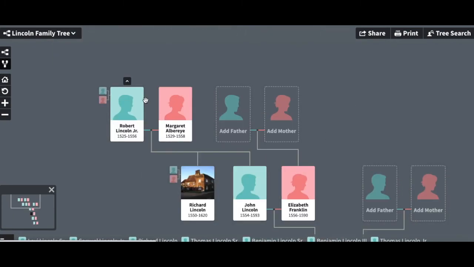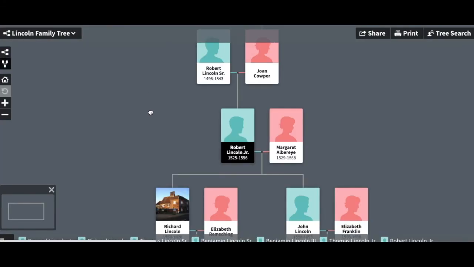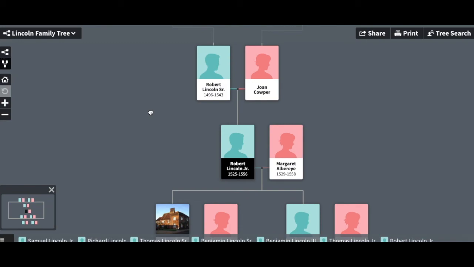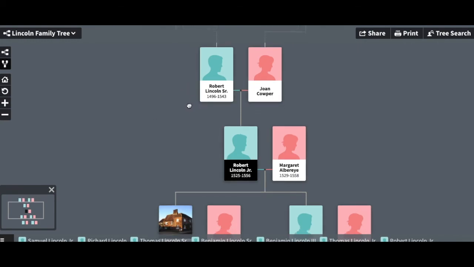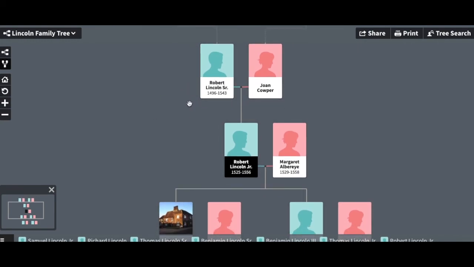His parents were Robert Lincoln Sr. and Joan Cowper. Robert Sr. lived from around 1496 to around 1543. His will also still exists, and he left his property to Robert Jr., his oldest son. So this Robert Sr. was President Abraham Lincoln's 8th great-grandfather and the earliest known paternal ancestor of Abraham Lincoln. So there you have it. This is Abraham Lincoln's paternal family. I will explore his mother's family in a future video.